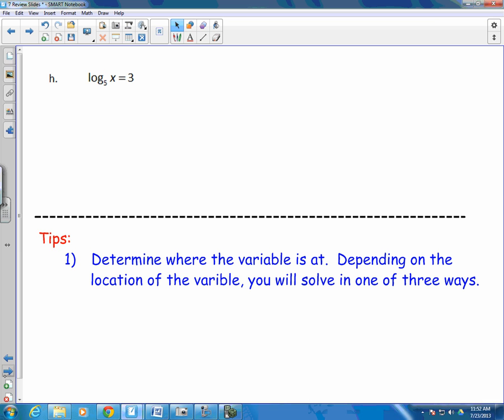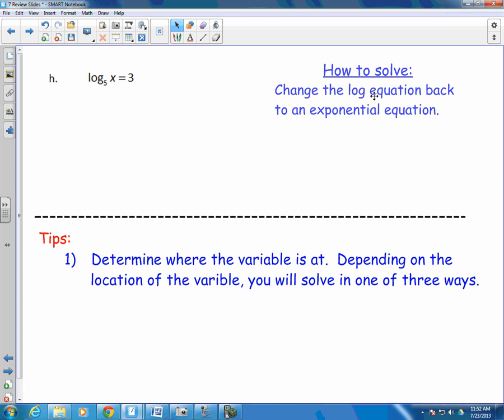All right, next one. Log base 5 of x equals 3. So I'm looking at that and I'm saying, okay, where's my variable? Well, I got a log on one side. So when I solve it, I'm going to change it. If I have a log on one side, I'm going to change it back to an exponential equation. So when I do that, base 5 to the 3rd power equals x.